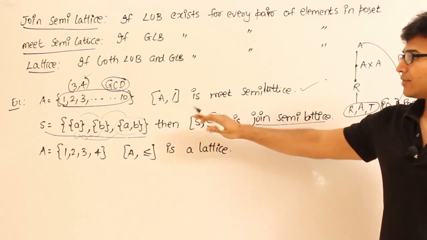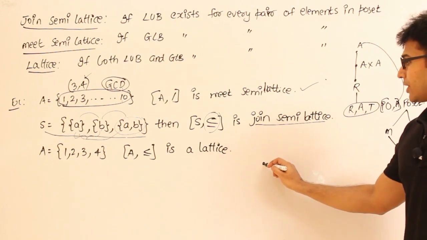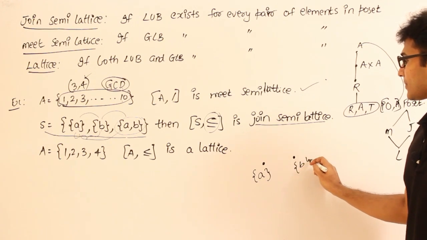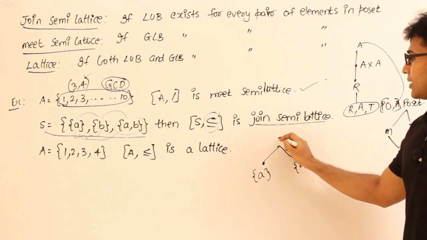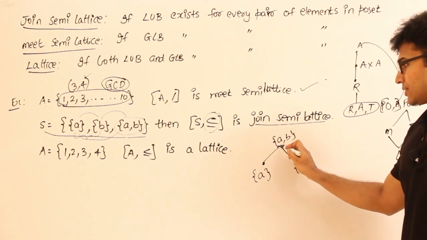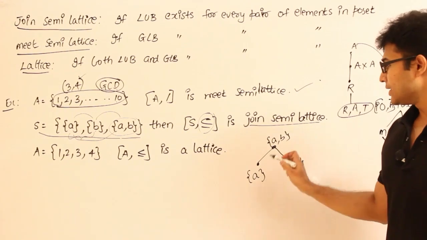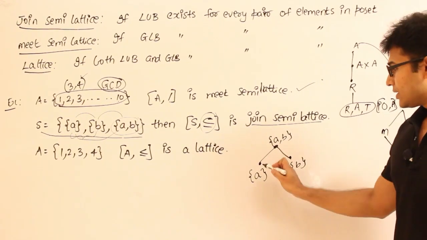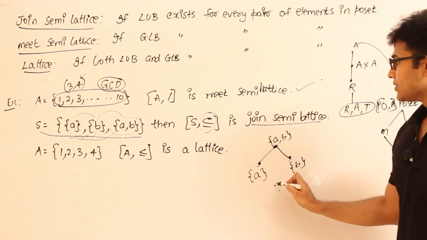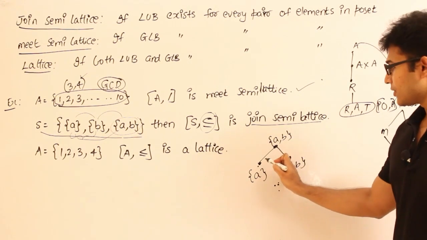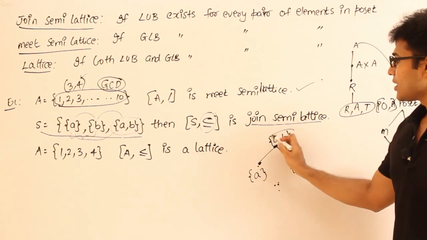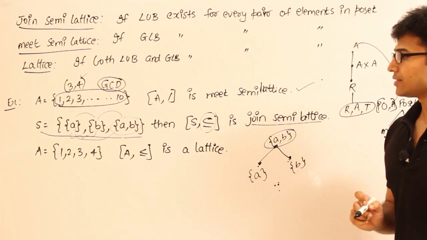Even if you try to put this one in a diagram form, you are going to get A here, B here, and then AB here, right? Therefore, for these two elements there is a least upper bound, but there is no greatest lower bound, right? They are not meeting anywhere. That is why it is not a meet semi-lattice. Why? Because for these two elements it failed. But for all pairs of elements, since there is an upper bound, it is a join semi-lattice.